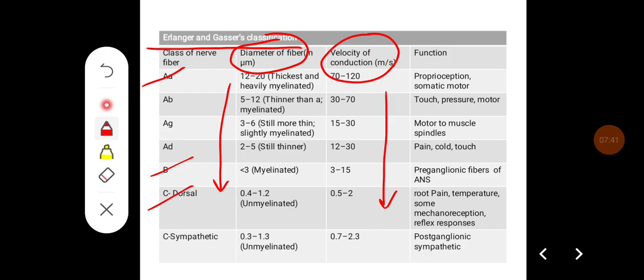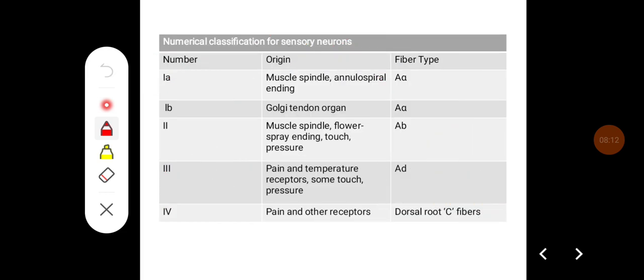A alpha, they are proprioceptors and somatic motor. A beta, they carry touch and pressure. They are also motor fibers. A gamma is a motor to the muscle spindles. A delta carries pain, cold, and touch sensation. B fibers are the preganglionic fibers of the ANS. C fibers, they carry pain, temperature, and some mechanoreception and reflex responses, and they are postganglionic sympathetic fibers.